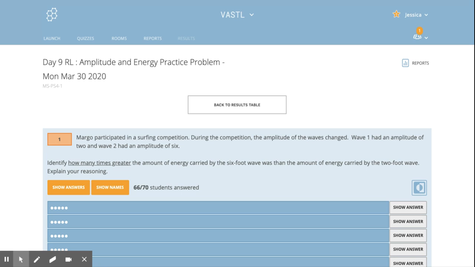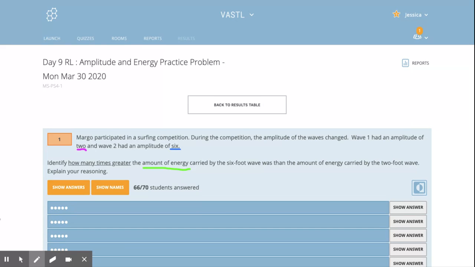So this problem talks about how Margot participated in a surfing competition. During the competition, the amplitude of the waves changed. Wave 1 had an amplitude of 2, and then wave 2 had an amplitude of 6. Identify how many times greater the amount of energy carried by the 6-foot wave was than the amount of energy carried by the 2-foot wave.